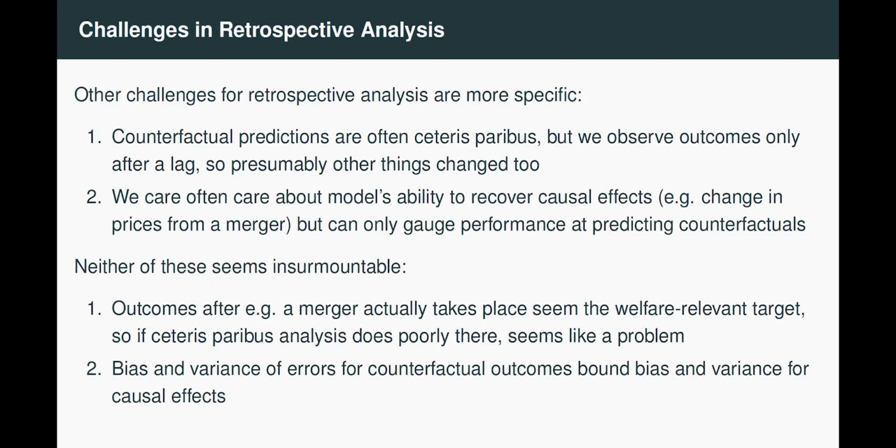Now, I do want to note, I think there are other challenges for retrospective analysis of structural models that are a bit more specific and a bit different from what a lot of the more reduced form literature aims at. In particular, as we've already talked about, counterfactual predictions are very often ceteris paribus, but we only actually observe outcomes after a lag. So presumably in the intervening time, other things change too. So basically, if we miss the counterfactual prediction, it could be that my model was wrong. It could also be that other things changed in the interim.